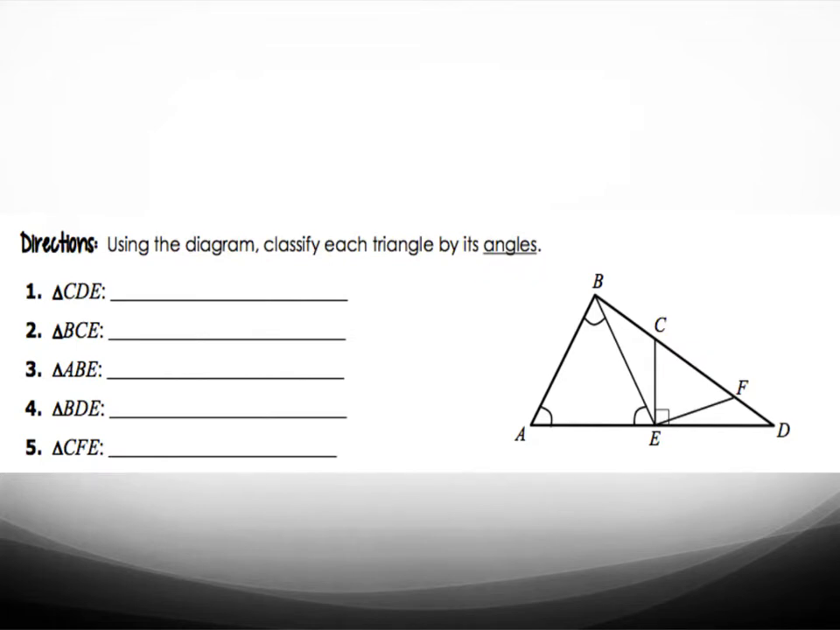We're going to start off with triangle CDE. So here we go. We have triangle C, go to D, and go to E. And we can clearly see that is a right triangle. So we're going to go ahead and write that in. Right triangle. We're going to take a look at B to C to E. Start at B, go to C, go down to E. I see 1 obtuse angle, so this is going to be called an obtuse triangle.